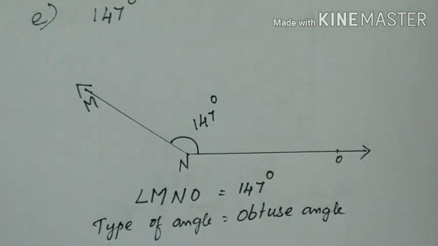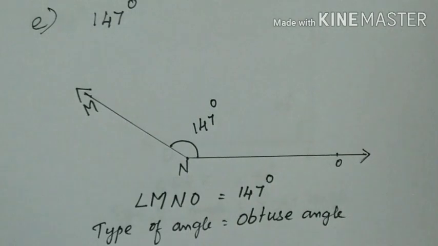Okay. If it is less than 90 degree, that is acute angle. If it is greater than 90 degree, that is obtuse angle. If it is 90 degree, it is right angle. If the measurement is 180 degree, that is straight angle. Okay students, all of you understand?